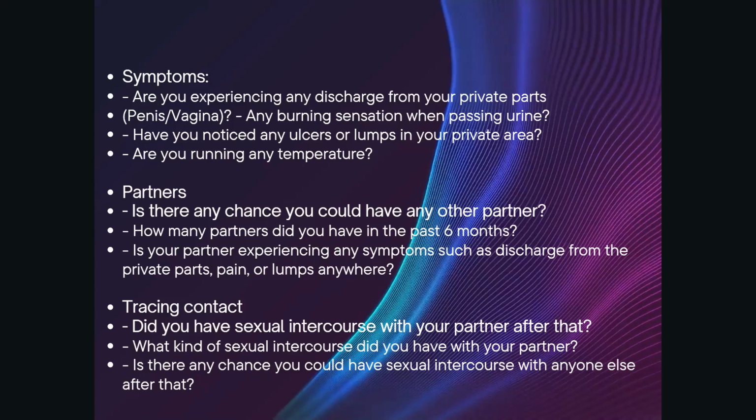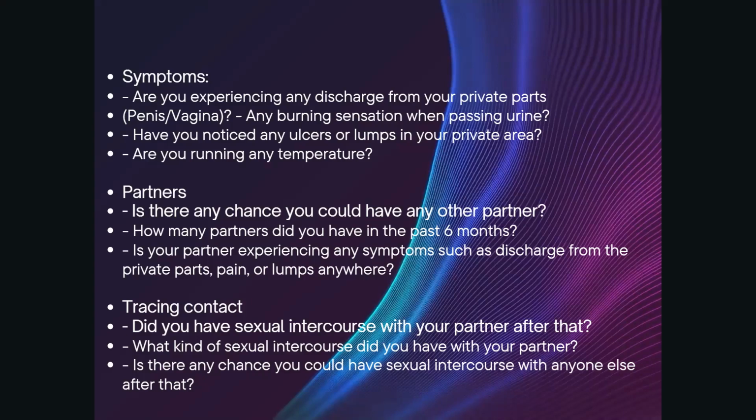Last thing, which is still important, tracing contacts. Did you have sexual intercourse with your partner after that? Because basically if the patient had sexual intercourse with another partner, and then again they have sexual intercourse with their main partner, they will definitely transmit this infection to them. So it's very important to ask whether after the incident of sexual intercourse, they have had sexual intercourse with their main partner or not. What kind of sexual intercourse did you have with your partner? Is there any chance you could have had sexual intercourse with anyone else after that? Okay, because we need to trace, we need to know who else might have been affected.